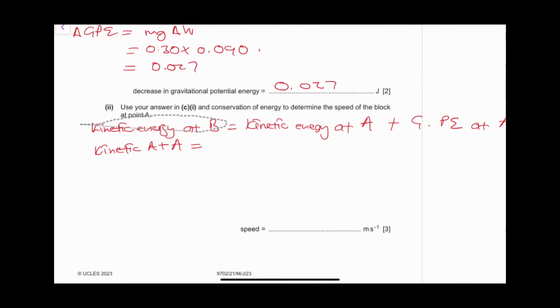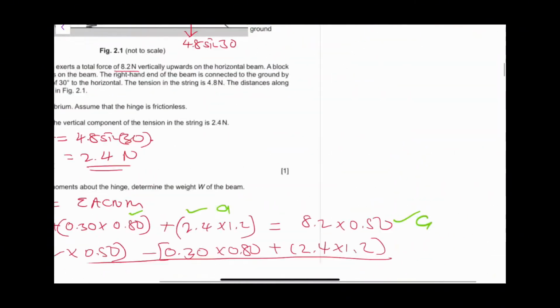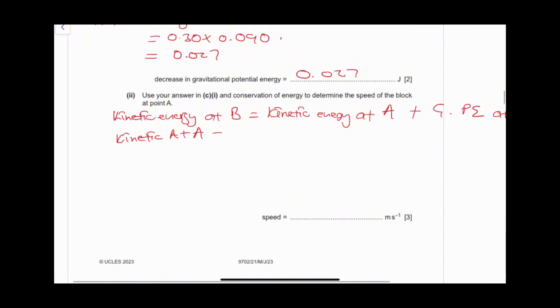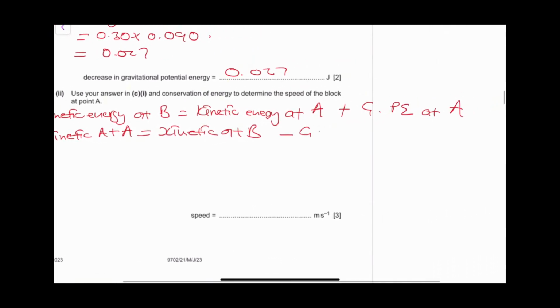minus the GPE at A. So the kinetic energy at A will be equivalent to the kinetic energy at B, subtracting the GPE at A, since we've just made the substitution in the formula.